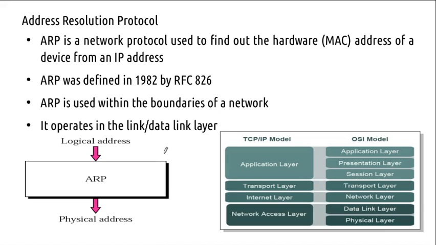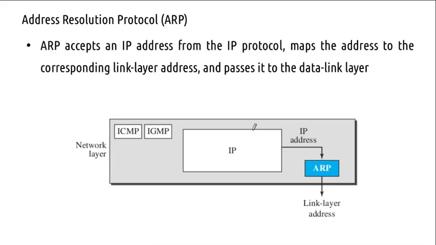So for each link, you need to find out the MAC address of the destination. We'll explain this concept. This is operating within the boundaries of the network. It accepts an IP address, maps it to a link address, and then passes this to the data link layer.